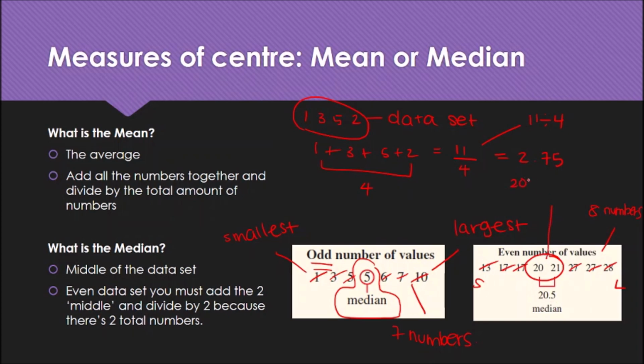What you do is you add the numbers up, so 20 plus 21, and you divide them by 2, because there's 2 numbers, 1, 2, all right? And that will give you 20.5, which is the median. So I've just written here, even data sets, you must add the 2 middle, these 2, and divide by 2 only, because there's no more than 2 numbers. Now, mean and median are used to identify the measure of center, and most of the time your questions will ask which one is more appropriate to use, mean or median, and why, but we'll discuss that further in the coming weeks.